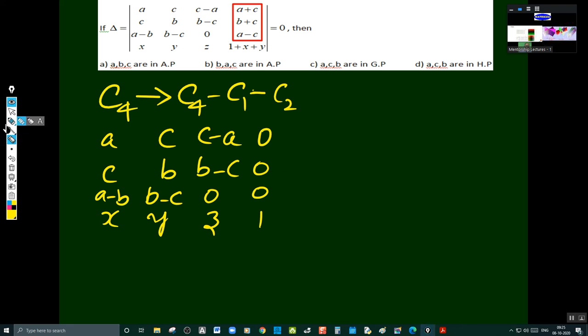And is there any other possibility to get more zeros? Just check it out, please. Is there any other possibility to get more zeros?